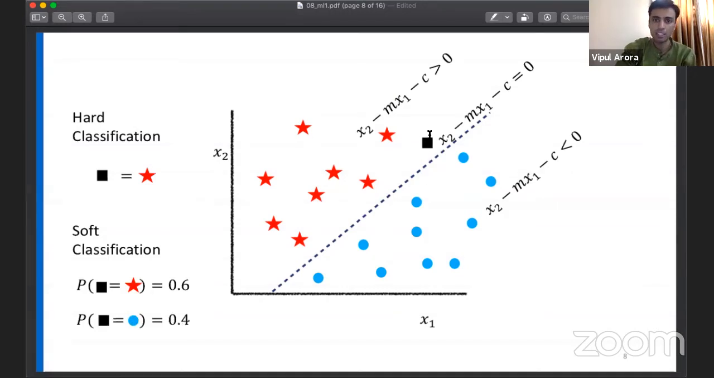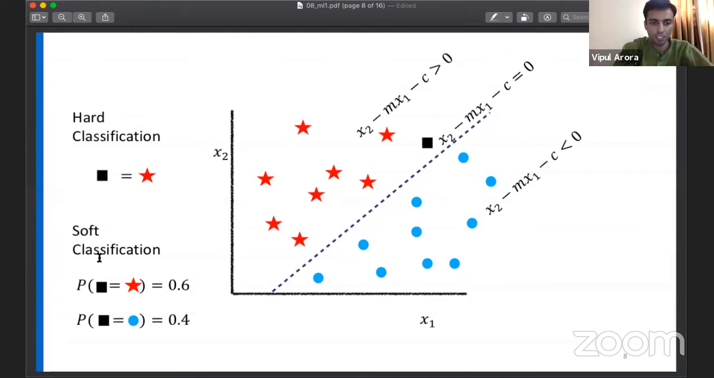Why? Because this point is very close to the line, right? That is why it is a 50-50 chance, or means slightly more chance that it is a rose, but less chance that it is a lotus. But still, I'm not very sure. For example, if the point would have been here, I would have been very sure that it's a rose. But since it is somewhere close to the boundary, I'm a little less sure that it's a rose.